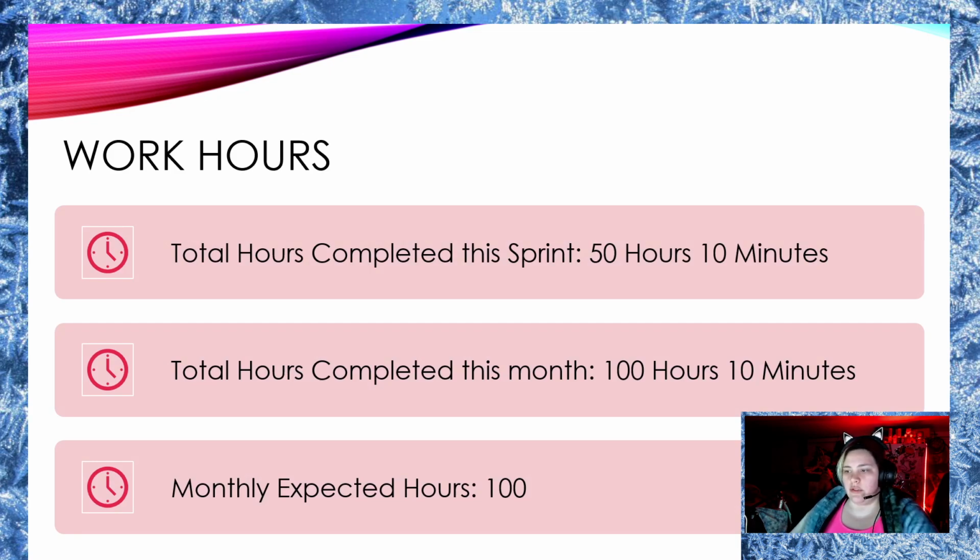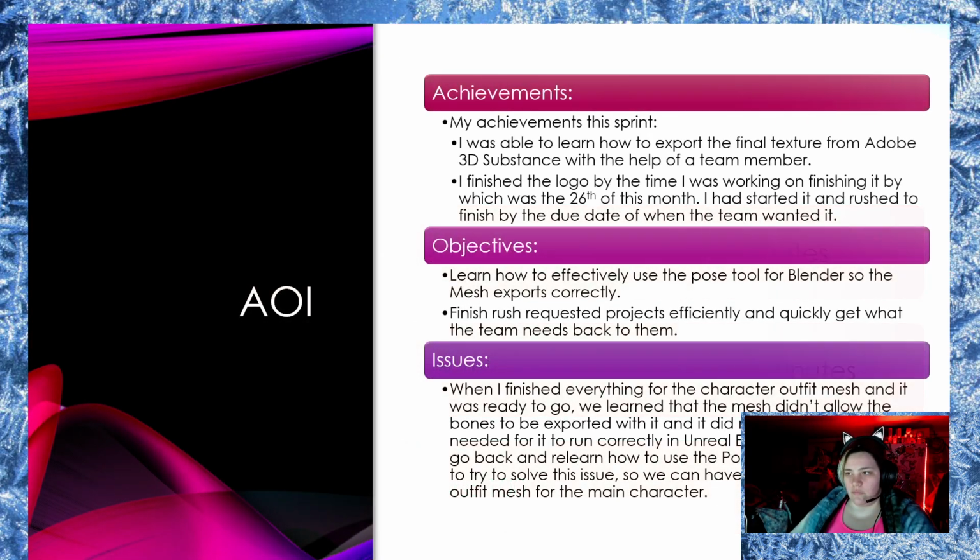My work hours were a total of 50 hours and 10 minutes for the sprint, a total of 100 hours and 10 minutes for the month, and my monthly expected hours are 100 hours a month.